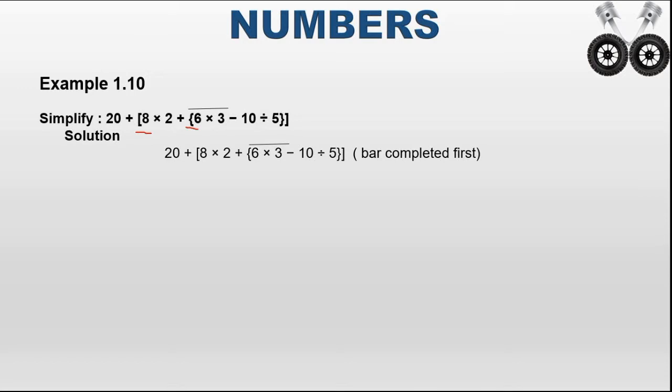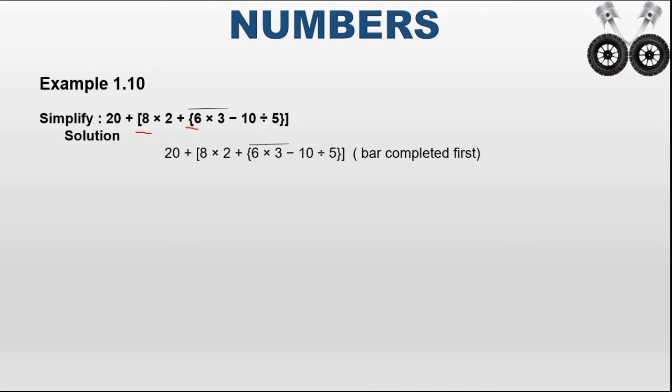The curly bracket is inside the square bracket, so the curly bracket should be executed first. In that, one bar is also there. This line is called the bar. So after the bracket, the bar is executed.